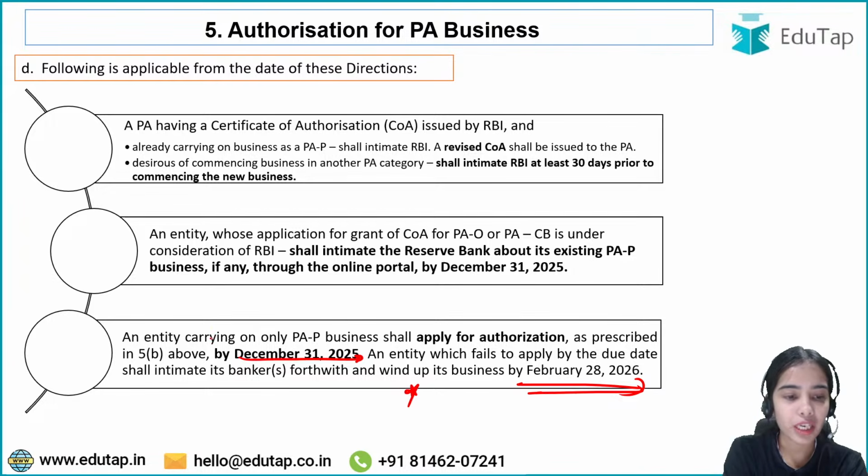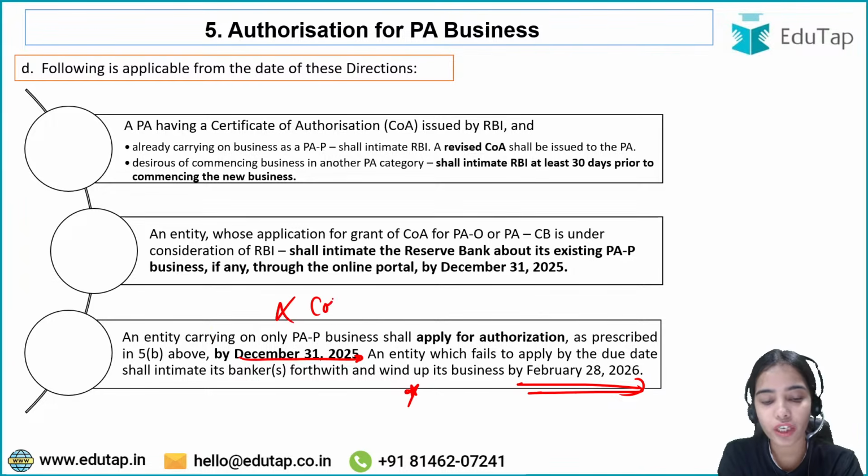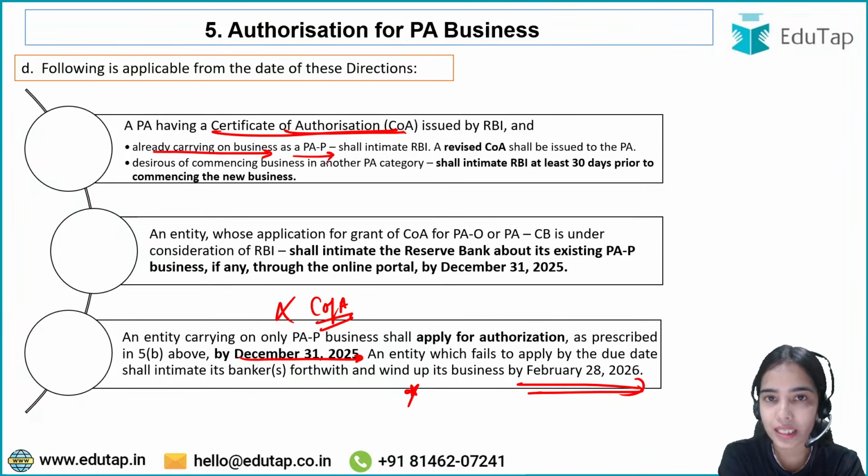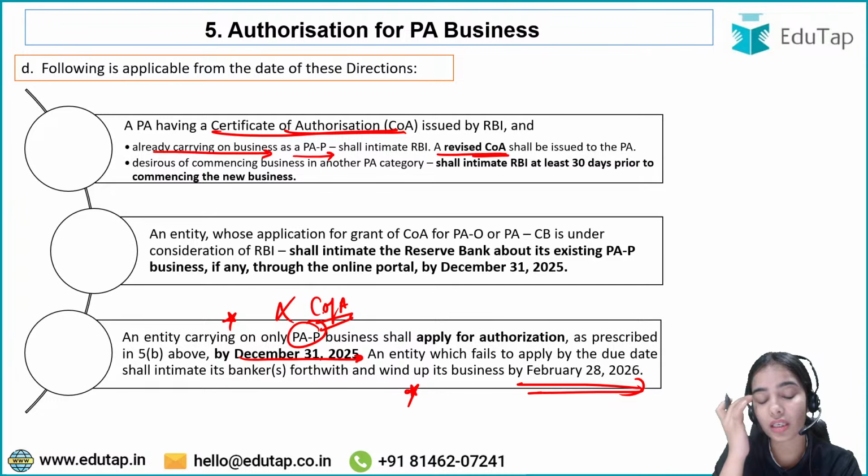So basically, if you have the certificate of authorization previously, already carrying on business as a payment aggregator physical, then you only need to inform the RBI and take the revised certificate of authorization. An entity that is carrying on only the payment aggregator physical business but does not have the certificate of authorization shall apply for the new authorization.